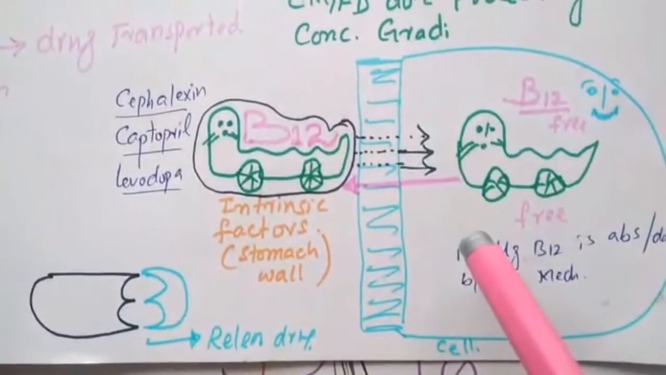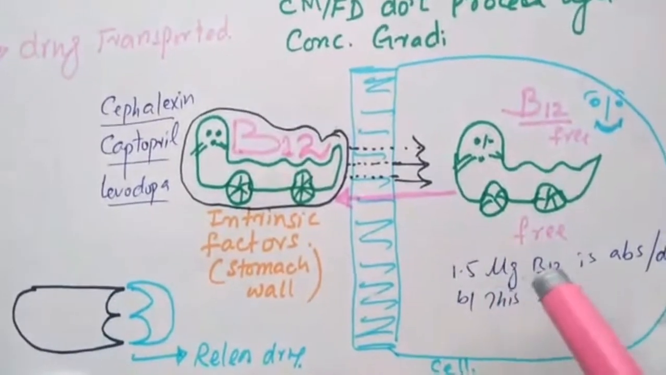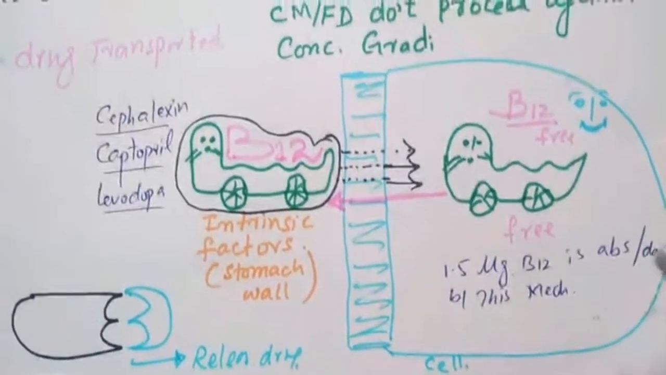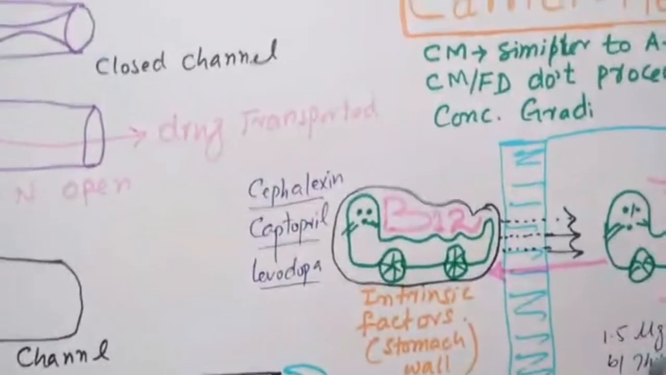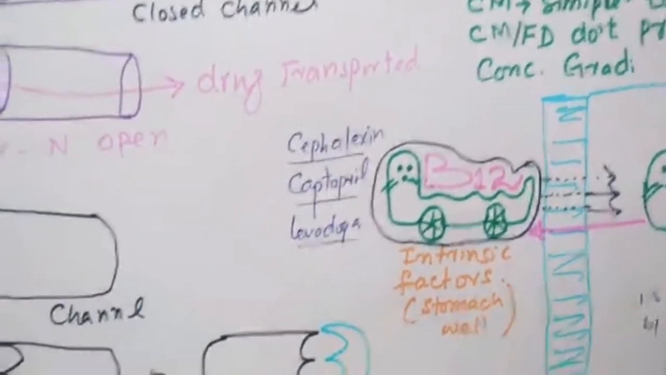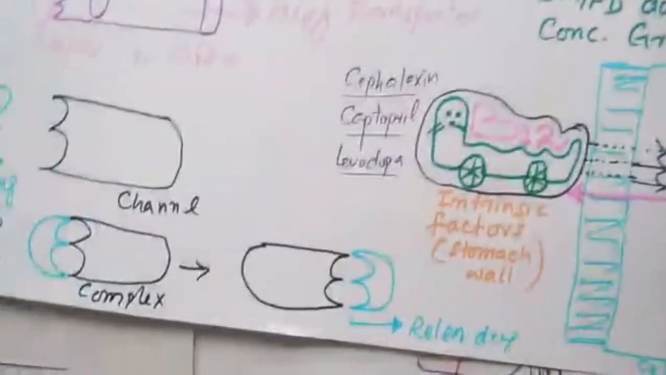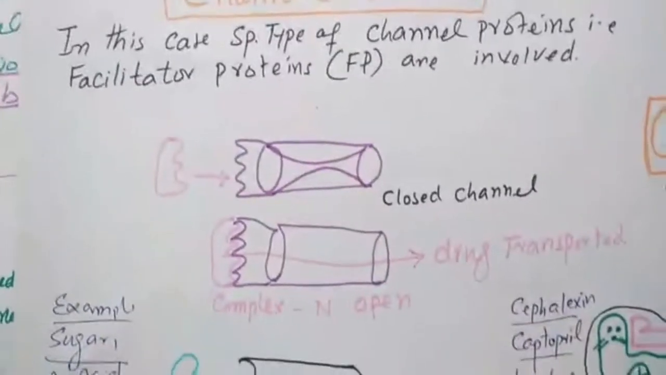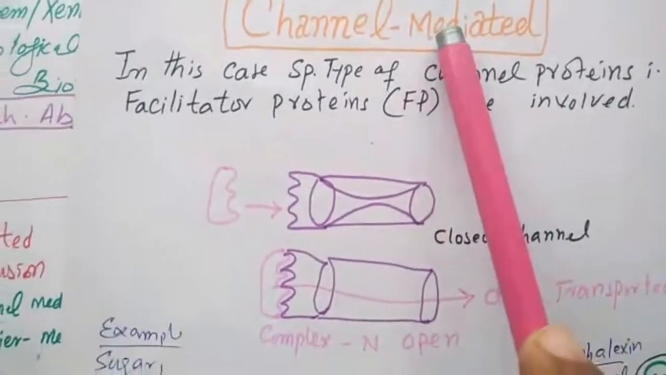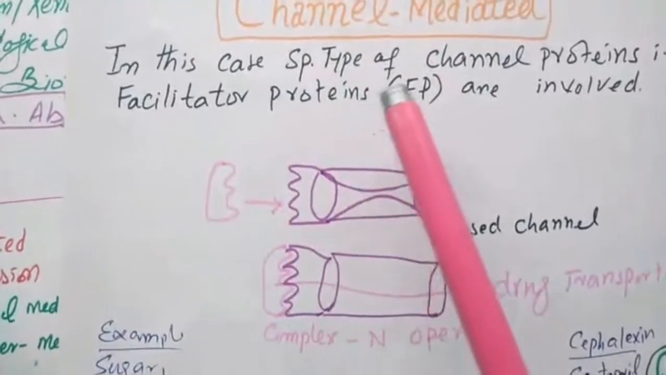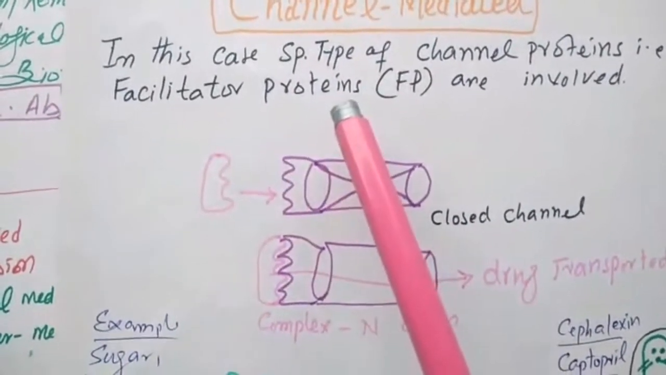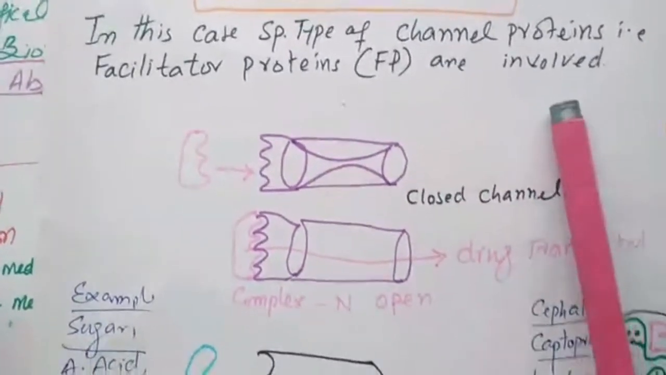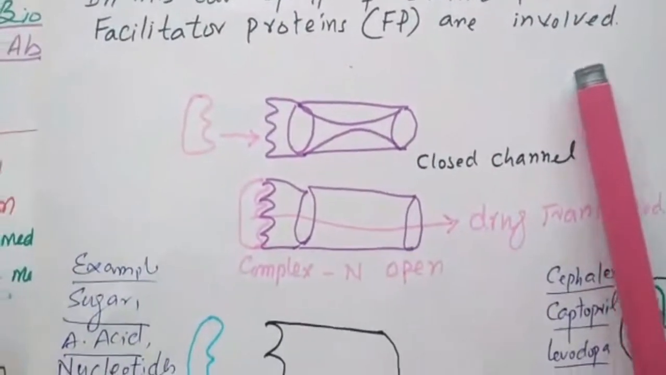In this way, about 1.5 micrograms of vitamin B12 is absorbed per day by this mechanism. Other drug examples include cephalexin, captopril, levodopa, etc. The second type of facilitated diffusion is channel mediated. In this case, a special type of channel protein, that is facilitator proteins, are involved at the cell surface.